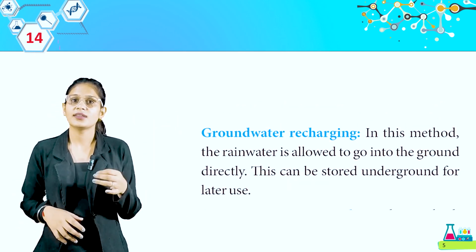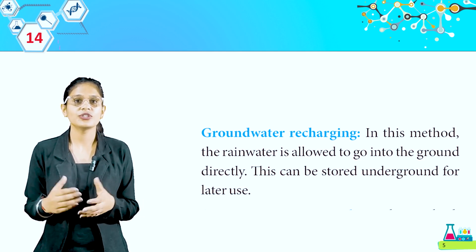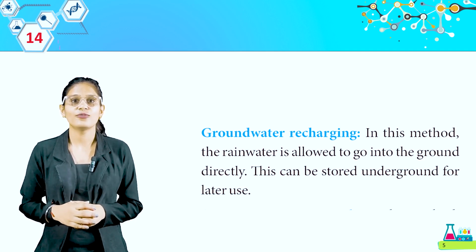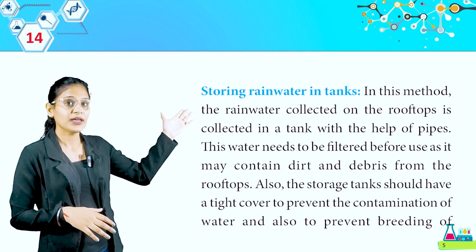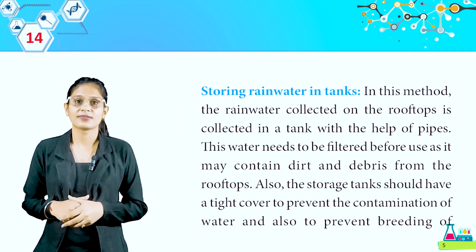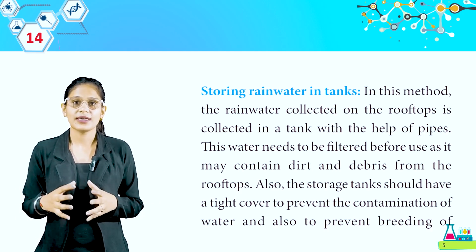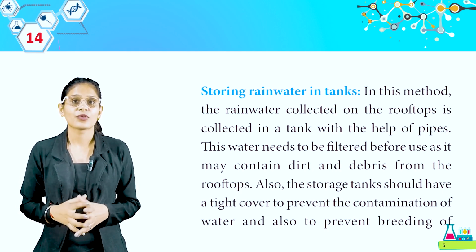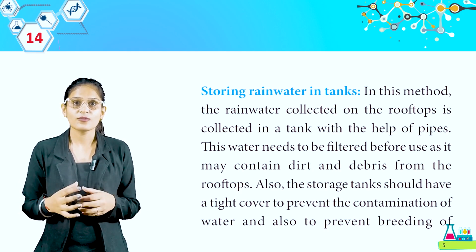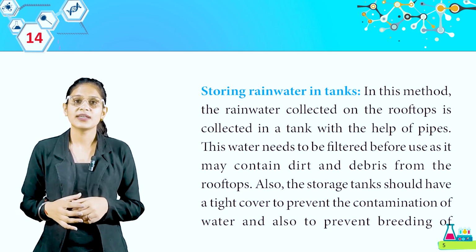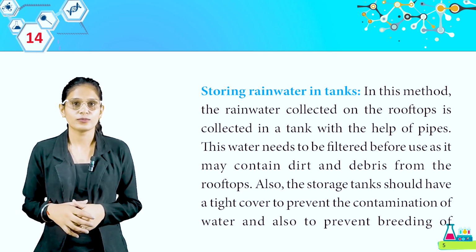In this method, the rainwater is allowed to go into the ground directly. This can be stored underground for later use. Here, storing rainwater in tanks. In this method, the rainwater collected on the rooftops is collected in a tank with the help of pipes. This water needs to be filtered before use as it may contain dirt and debris from the rooftops.